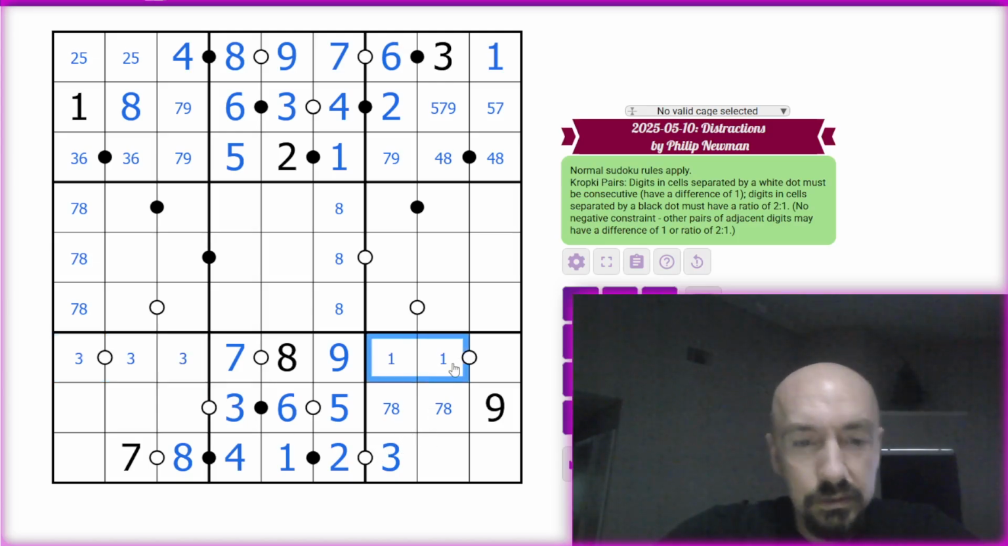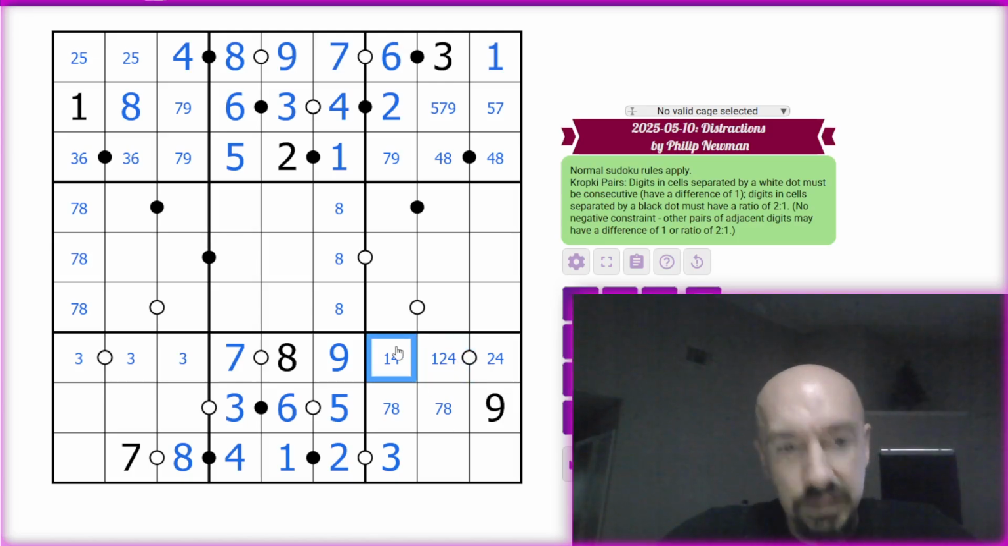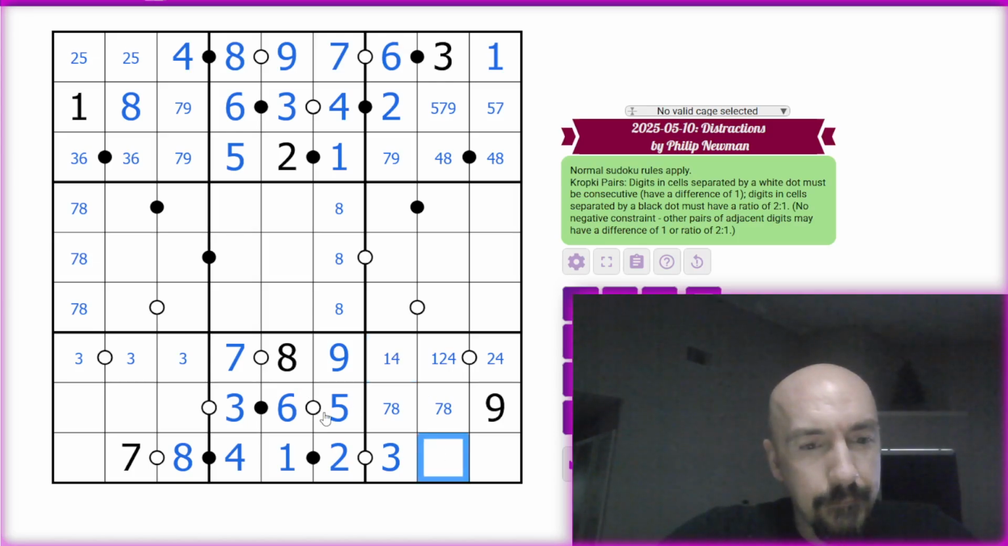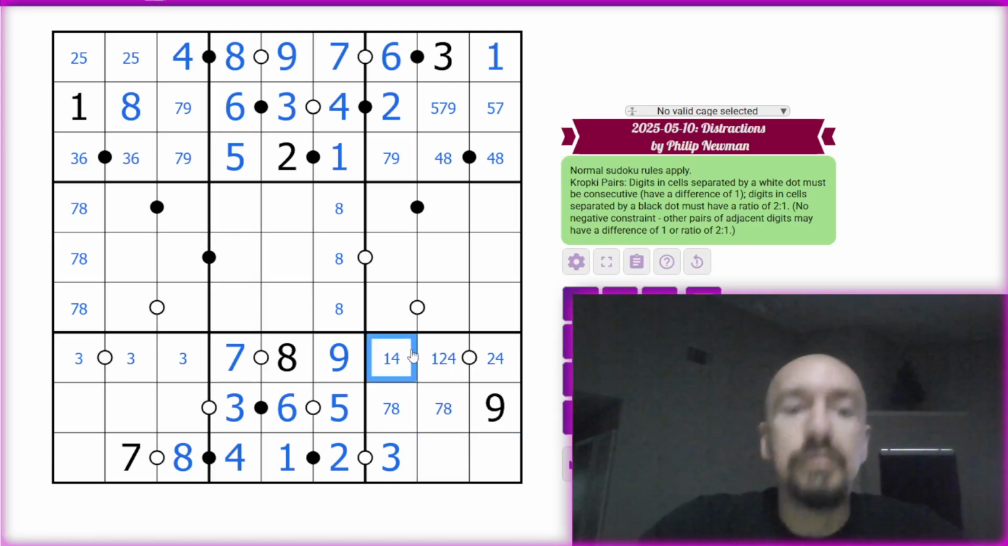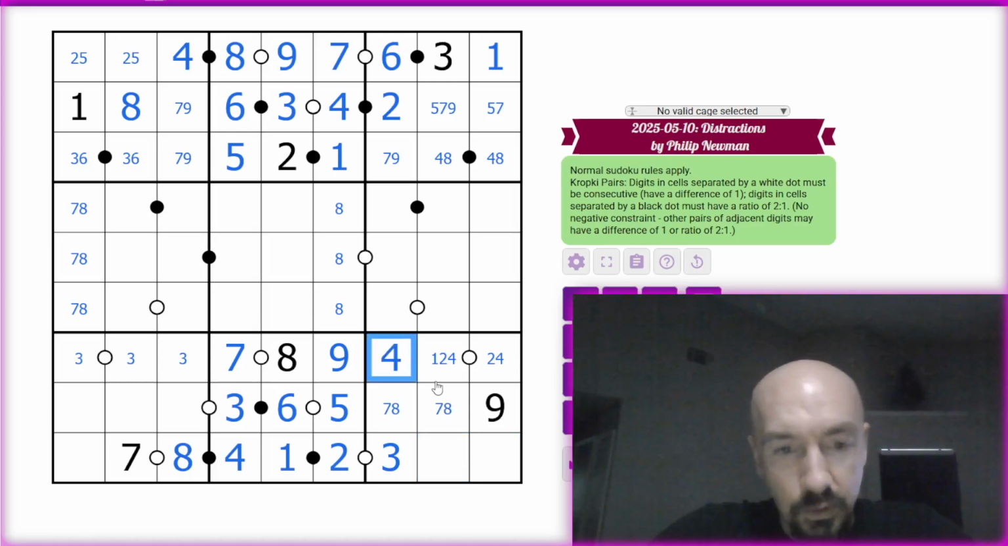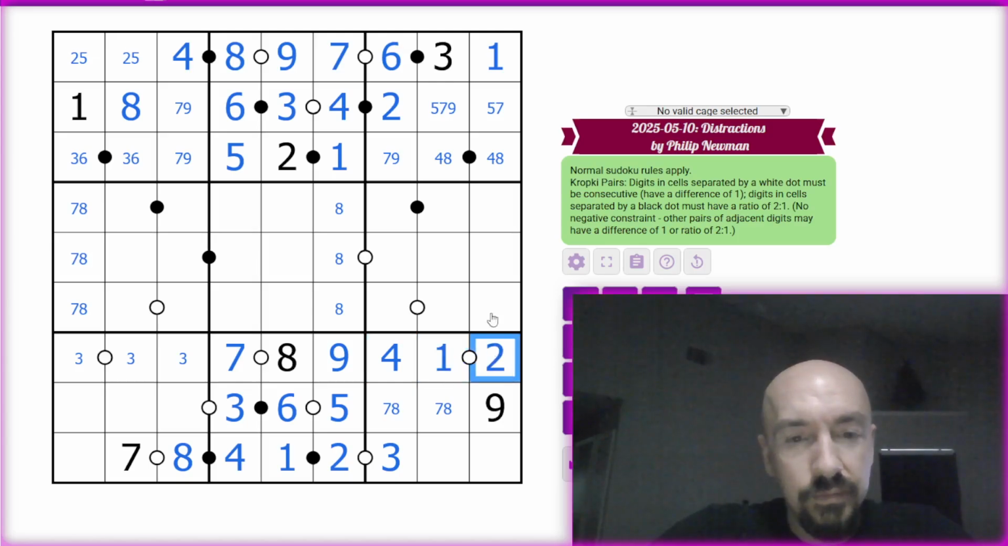1s are here. 2s are here. 4s are here. And 4 cannot be on that because it's a white crop key, so those are consecutive. Is that right? No, wait. Yeah. Because 5 could be on here, but 1, 2, and 4 could not be down here. Right. So then this is a 4. So that'll be a 1, that's a 2.